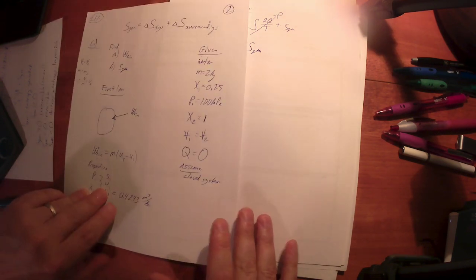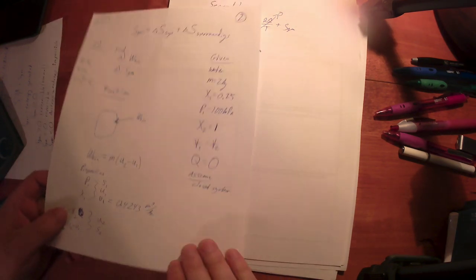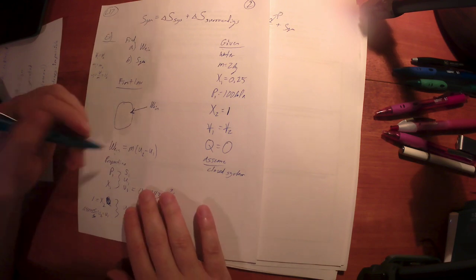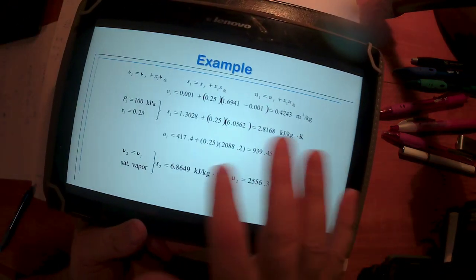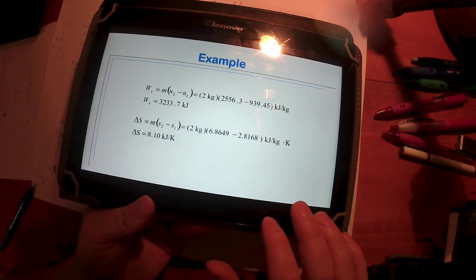Make sure your first and second laws are correct. Show me, and then you can say, all right, well, here's the properties I need. Go find the properties, and we go from there. Okay? So hopefully that helps. And now it's just plug and chug.